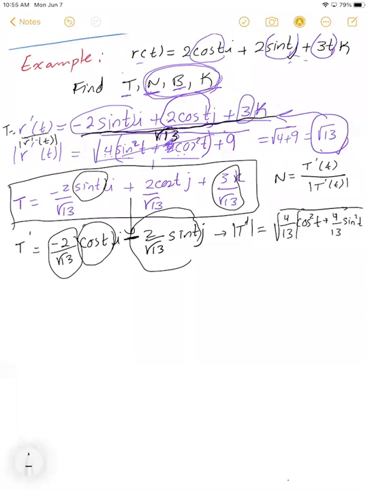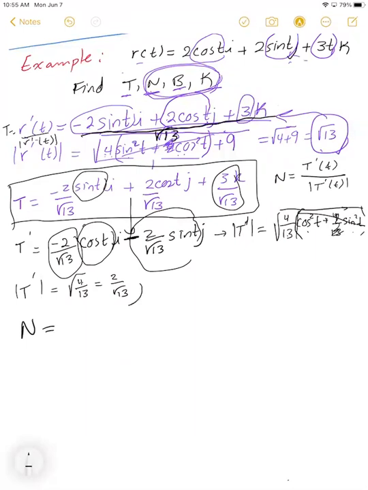If I factor 4 over 13 from both of them, I get sine squared plus cosine squared, which is 1. So I get the magnitude of T prime is equal to the square root of 4 over 13, which is 2 over the square root of 13. Now I just have to find the N.